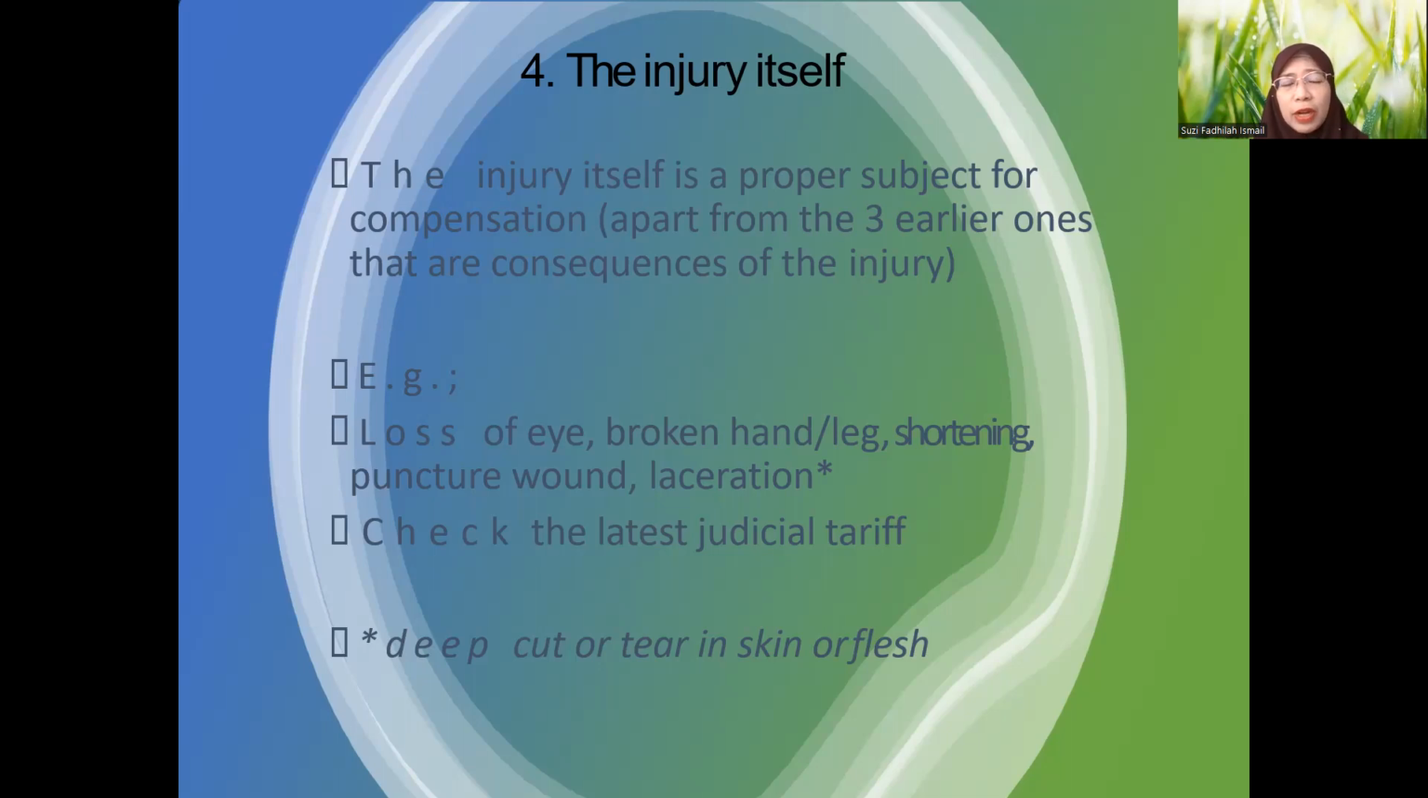How do we know the judicial tariff? We have the compendium, which is a guide. It's not really binding, but it is a guide, and the court usually uses it in order to assess the claim. Loss of eye, how much? How much can the claim be allowed?